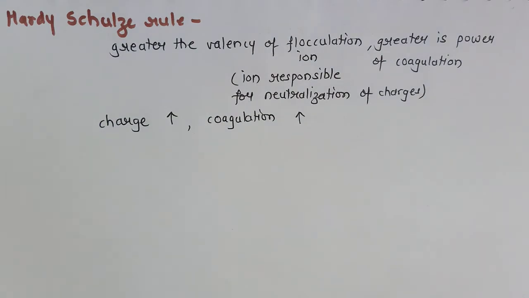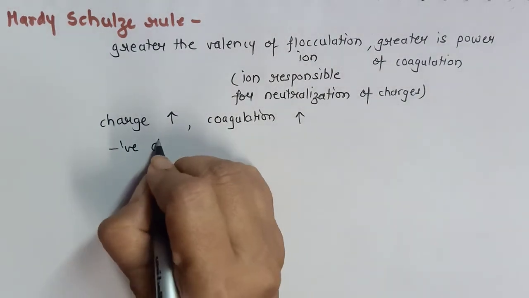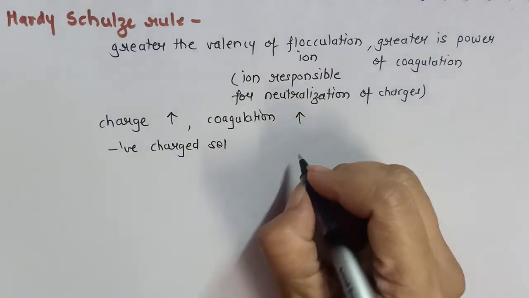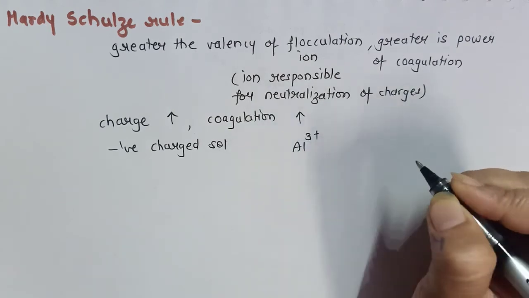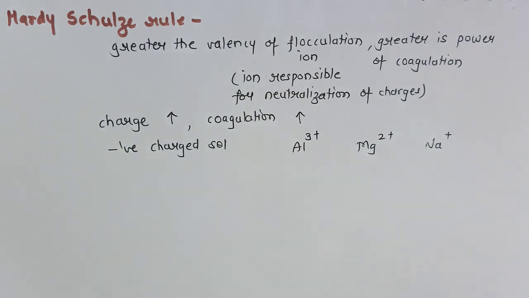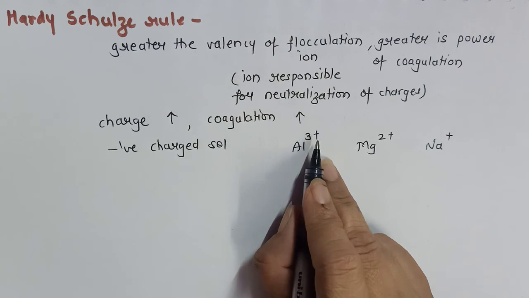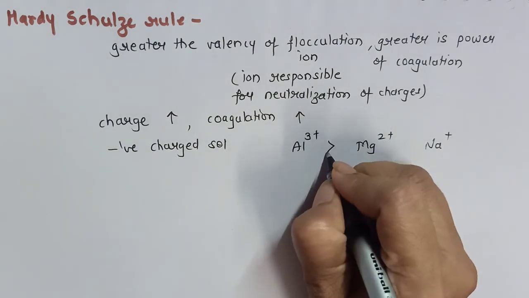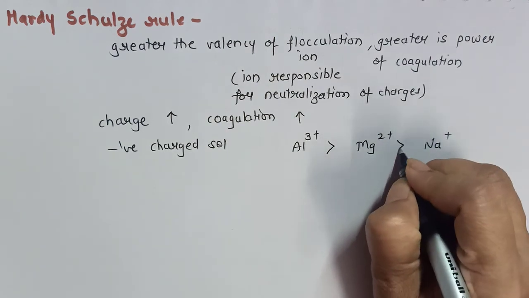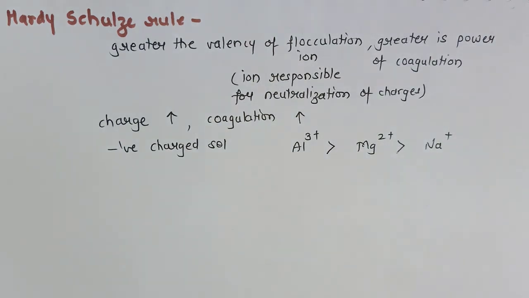Let us have one example. Suppose I have a negatively charged sol with me, and I have an electrolyte containing aluminium, magnesium and sodium. So which electrolyte will be best suitable for converting this negatively charged sol into a precipitate? It will be aluminium, because of the more charge present on it. So aluminium will have the greatest flocculating power as compared to magnesium. Magnesium will have more flocculating power as compared to sodium.